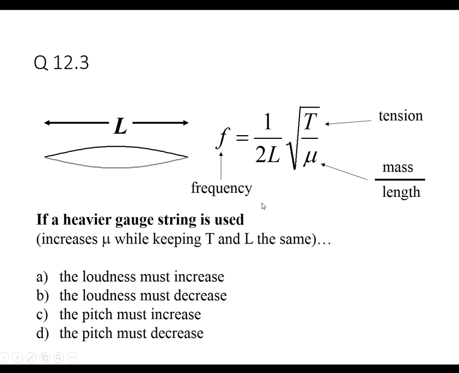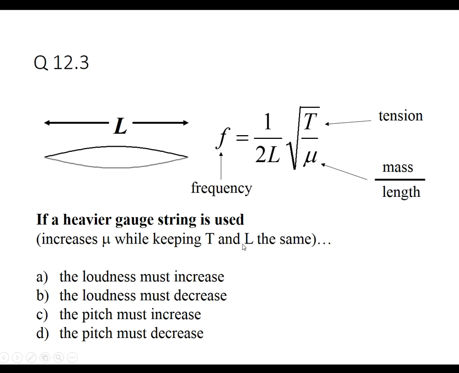All right. So let's talk about the gauge of string. We were exploring each of these puzzle pieces individually. What should happen if we use a heavier gauge string? That means that you're going to make it a more massive string for the same length, so more mass per unit length.